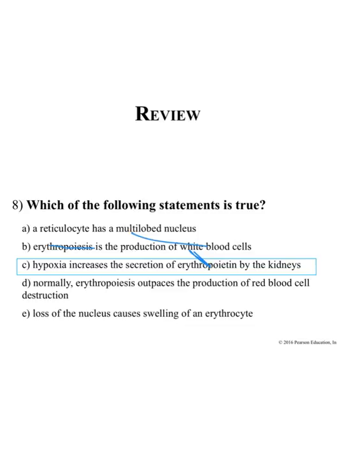In fact, as we mentioned, loss of the nucleus and other organelles provides space for proteins to come in to help form the hemoglobin. So the true statement: hypoxia, which is a low state of oxygen, increases the secretion of EPO, or erythropoietin, by the kidneys. Remember, the kidneys are stimulated to make EPO when oxygen levels are low.